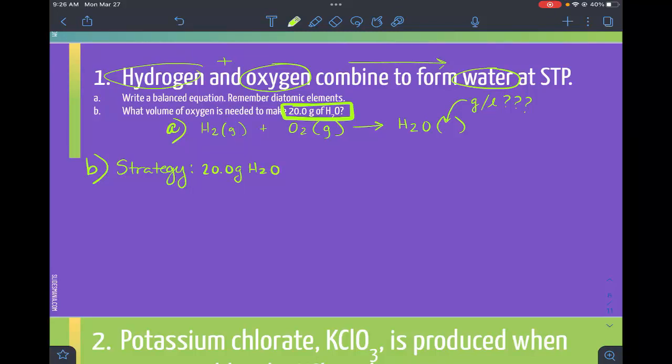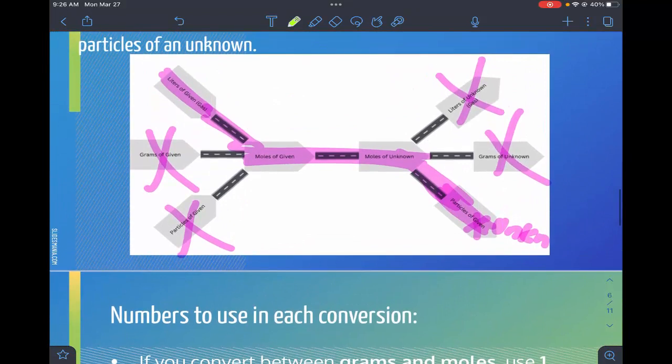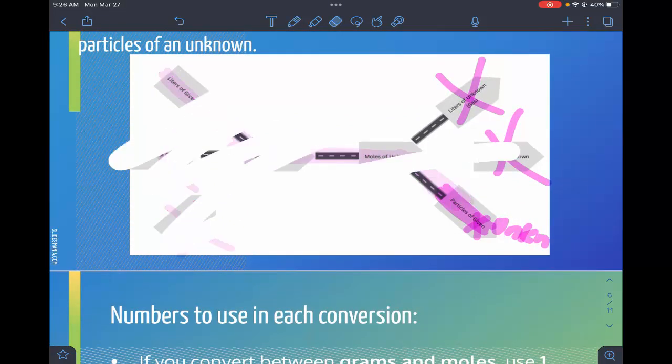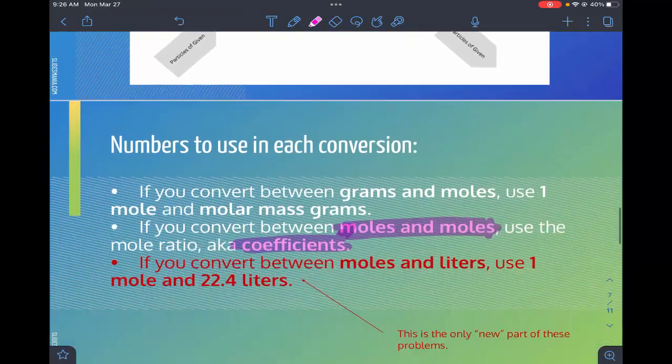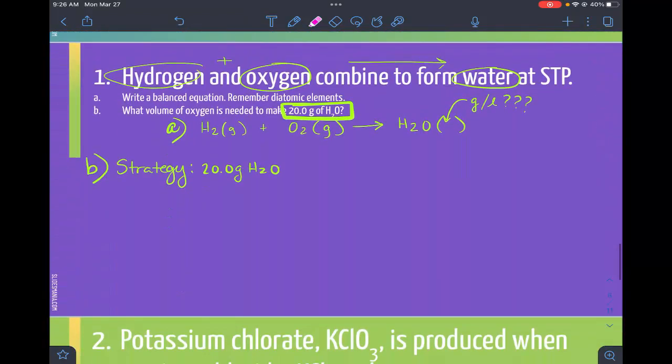All right, if you look at your molar roadmap, what comes after grams of your given? Well, if I use this one as my guide, I'll erase all my marks. We are starting at grams of given right here. Okay, what comes after that? Moles of given. So that's what's going to come next, moles of water.